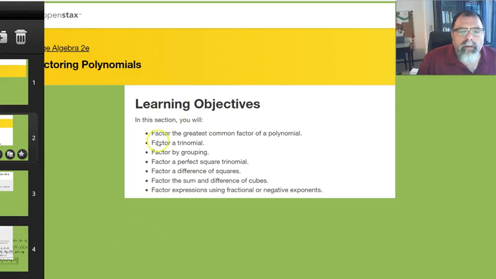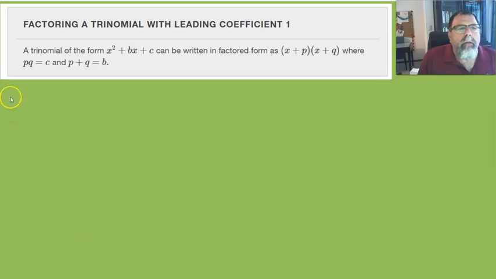Okay, factoring a trinomial is our next learning objective. Factoring a trinomial with leading coefficient 1. A trinomial of the form x squared plus bx plus c can be written in the factored form as x plus p times x plus q, where p times q is equal to c, and p plus q is equal to b.